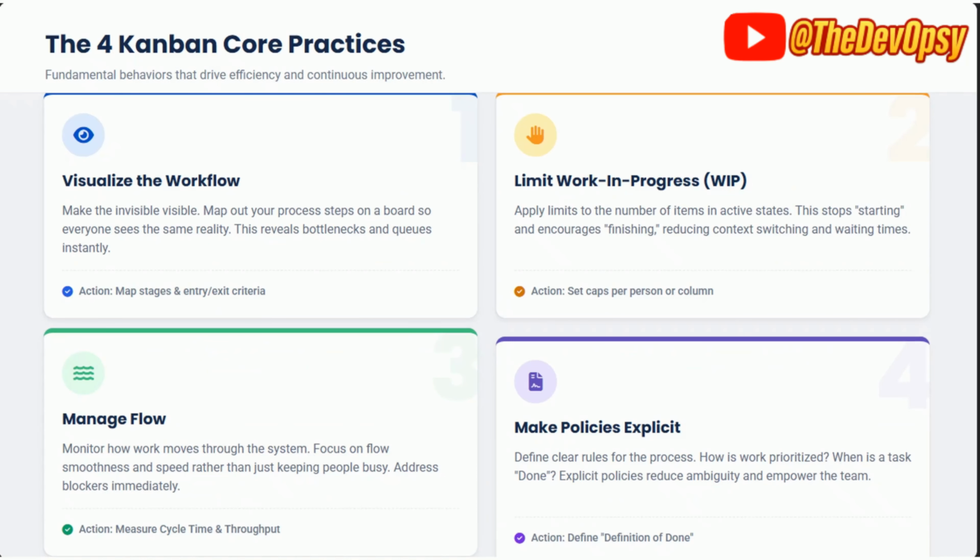Now, Kanban is built on four core practices. Number one, visualize the workflow. If work is invisible, problems stay invisible, right? Limit work in progress, applying a limit to the number of items in an active state, because too much work equals slow work or no work. Manage the flow, monitor how the work is flowing. Stop asking who is busy; ask, is my work flowing, is my work getting completed, and address the blockers immediately. Make policies explicit. Make sure everyone knows when the work is called done, what the rule is to call it done. These four rules can transform the whole team, and your work can be delivered faster.